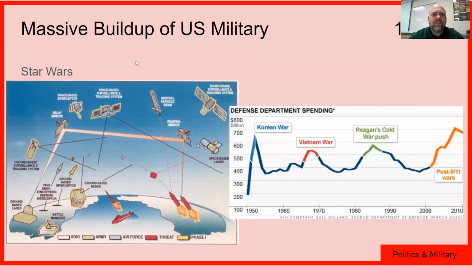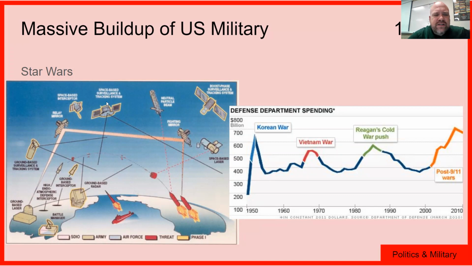Okay. The next number down, big number N, is going to be massive buildup of the U.S. military at this time period, right? Even while Reagan is saving money by funding all these groups, he's also increasing military spending a lot, right?